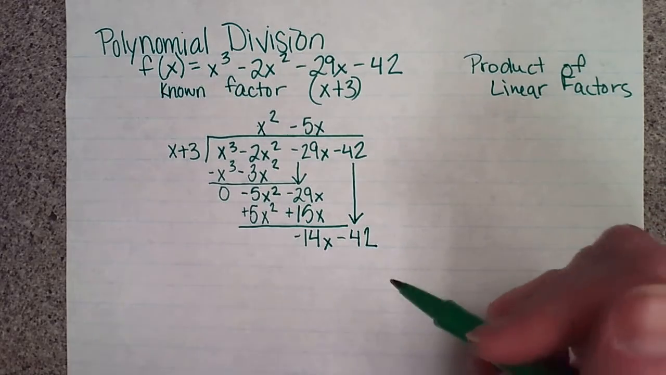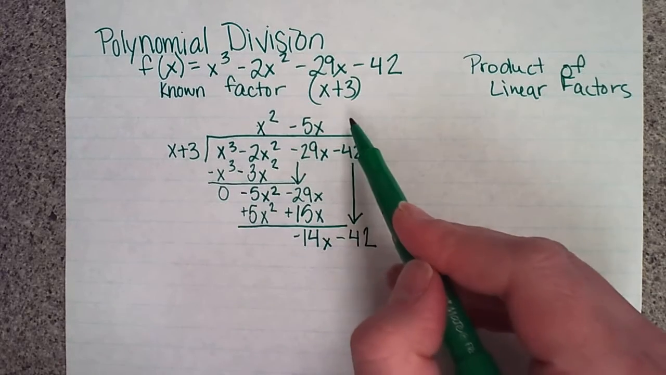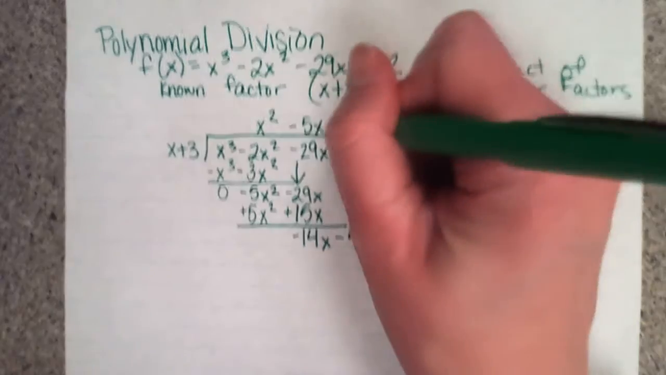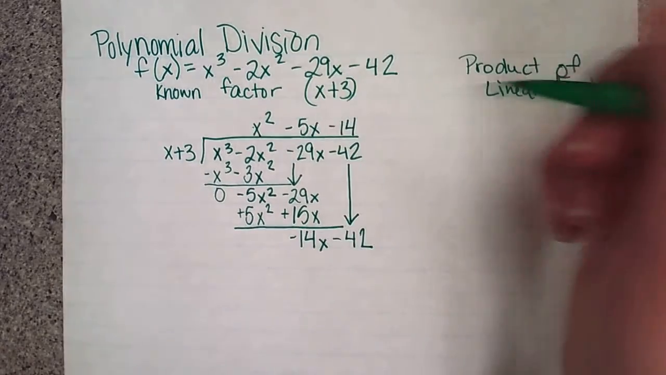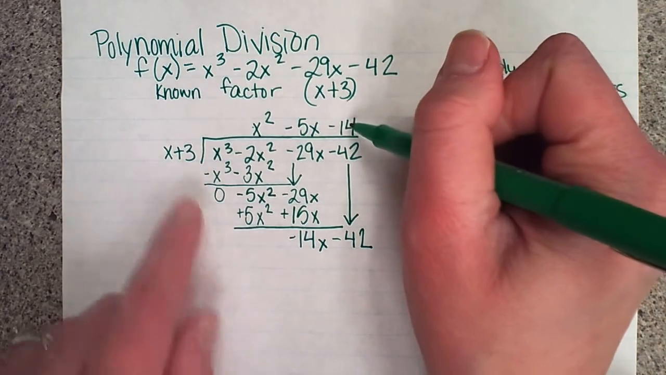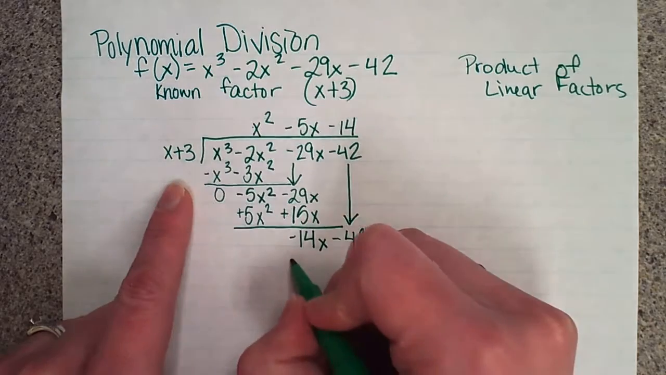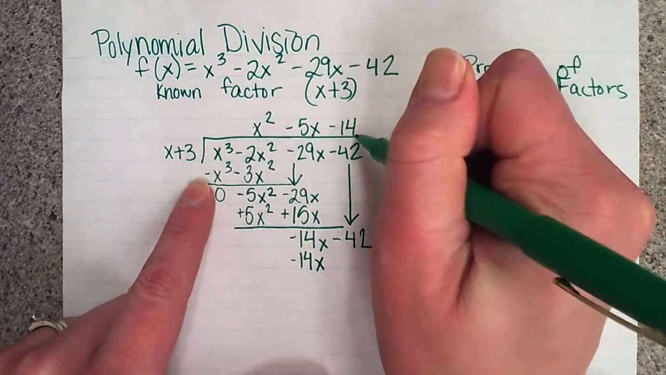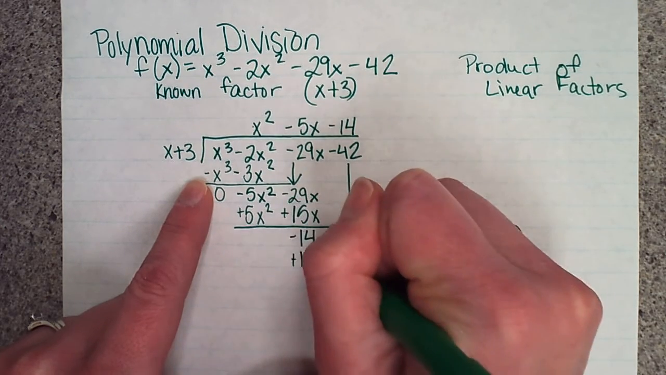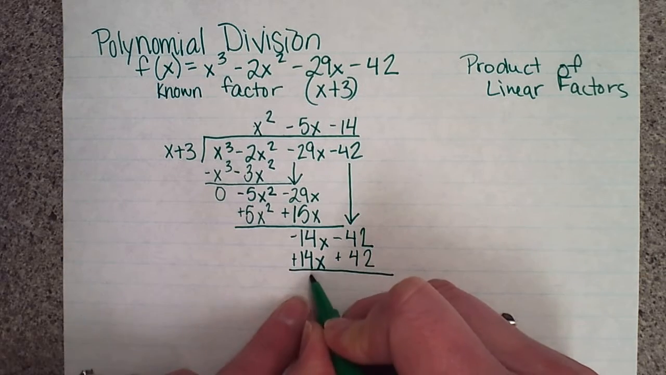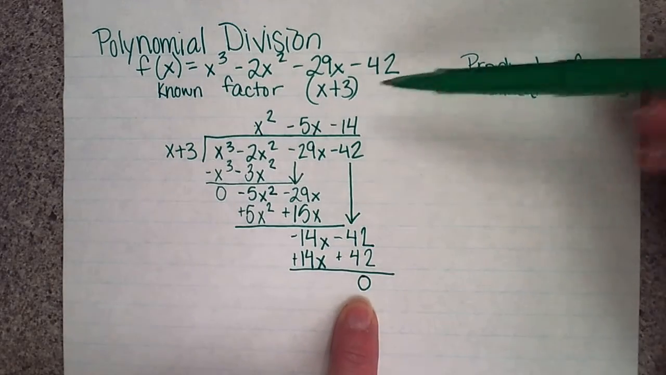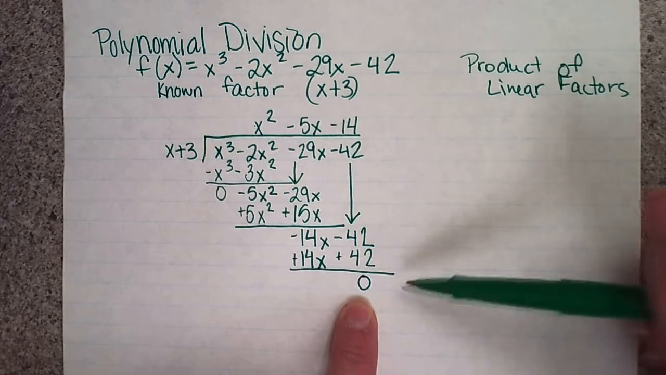So I need to think, okay, x times what is going to give me that negative 14x? Well, it's going to be negative 14, right? So then I need to multiply through. So negative 14 times x would give me that negative 14x. Negative 14 times 3 is going to give me negative 42. And remember, you're changing the sign because we're really subtracting this off. 0. Negative 42 plus 42 is 0, which is exactly what I wanted. Since x plus 3 is a known factor, I wanted my remainder to be 0.